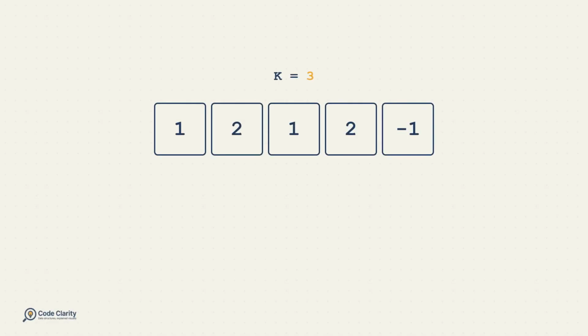Given this array, how many continuous subarrays have a sum exactly equal to 3? Here's one and here's another. We could keep checking every possible subarray. But there's a much better way.